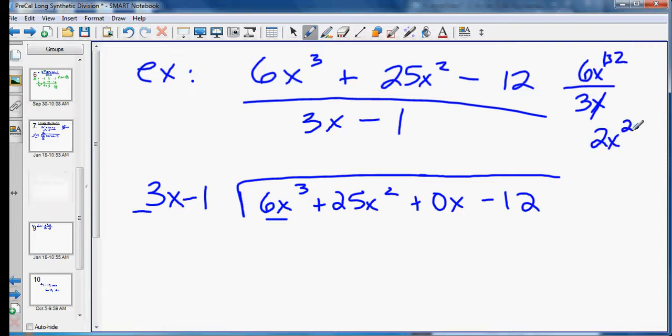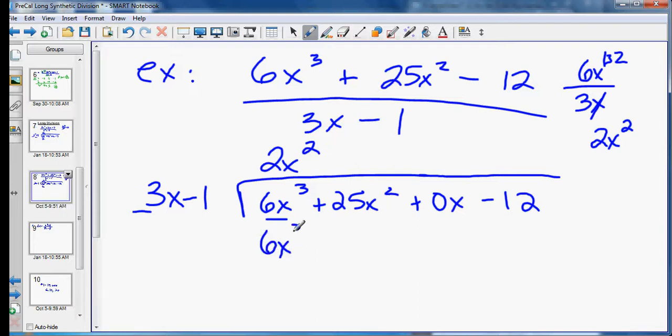I've done my dividing. Now I multiply. I multiply 2x squared by both pieces. 2x squared times 3x gives me 6x cubed. 2x squared times negative 1 gives me negative 2x squared. Then I subtract. Make sure to put parentheses around it so you know to subtract both pieces.